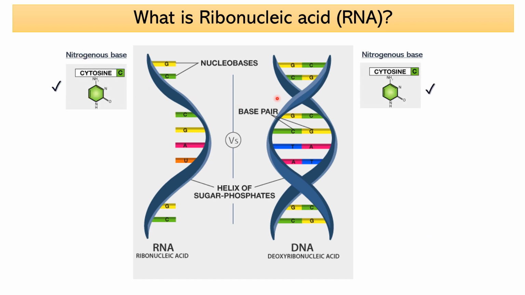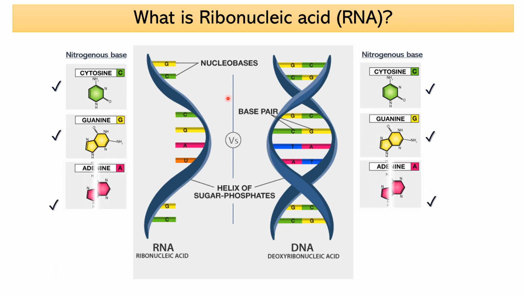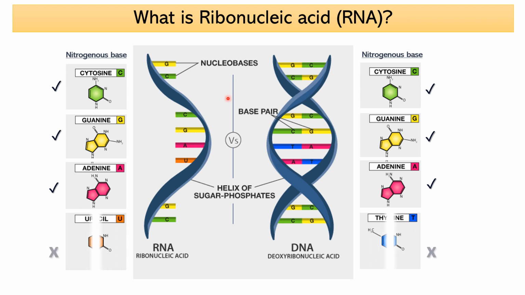Both molecules have cytosine, and both have guanine. Also, both of them have adenine. However, the difference is in the thymine nucleotide. The RNA does not have thymine, and instead it has uracil. Uracil is a nitrogenous base that is specific for RNA. So that's the second difference. The first difference is that RNA is a single-stranded molecule, and the second is that it has uracil instead of thymine.